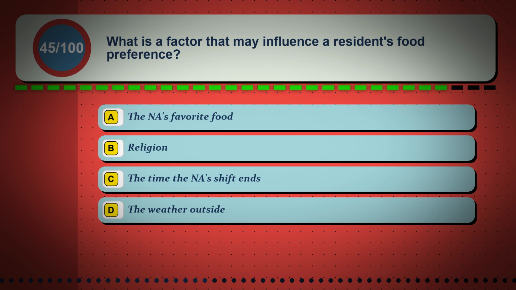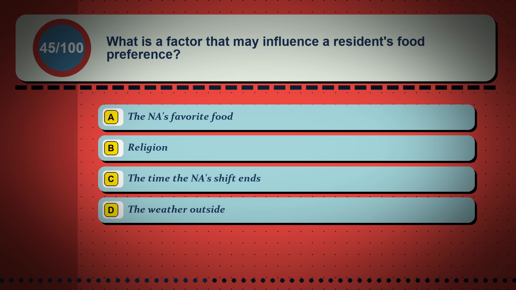Question 45. What is a factor that may influence a resident's food preference? Option A, the NA's favorite food. Option B, religion. Option C, the time the NA's shift ends. Option D, the weather outside.